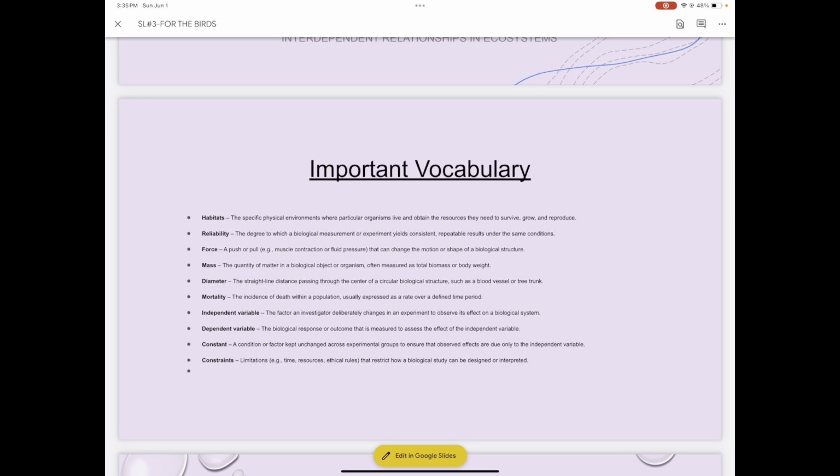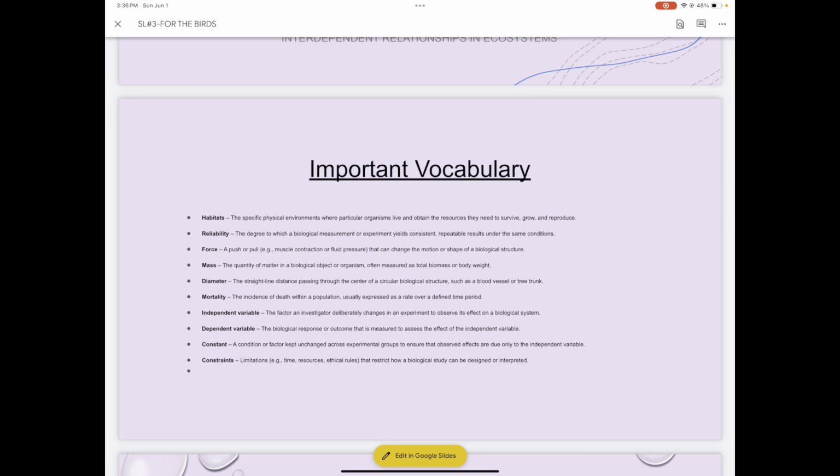All right, then we have independent and dependent variables. We have been discussing independent and dependent since literally the beginning of the year. It was on your final. You do absolutely need to know what these two are. If you still do not, please review your notes and do some studying on that. So remember, independent is going to be the factor that the investigator deliberately changes in an experiment.